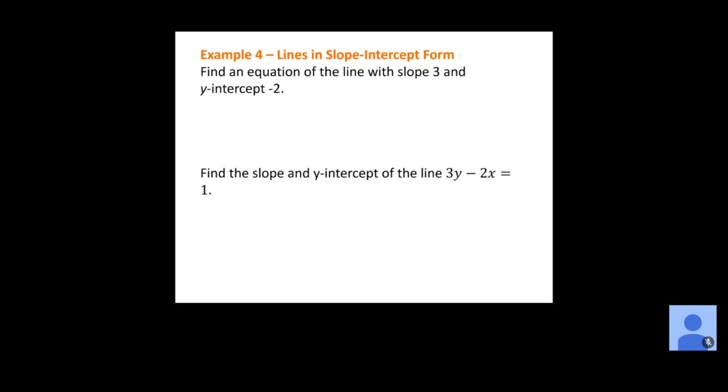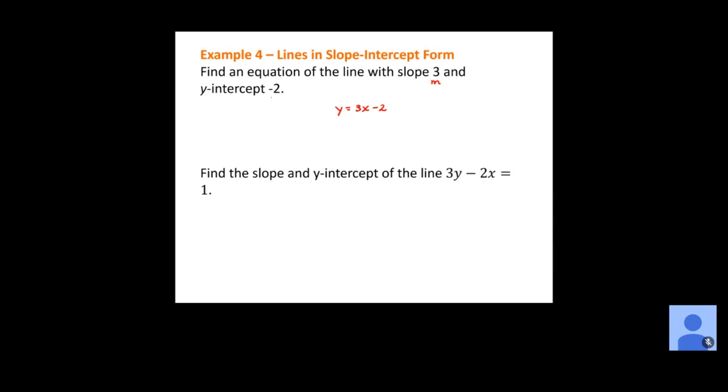All right. So now we want to find an equation of a line that has a slope of 3 and a y-intercept of -2. So using that slope-intercept form now, what would the equation of this line look like in slope-intercept form? Perfect, right? So this is just going to be y equals 3x minus 2, because our slope here is 3.